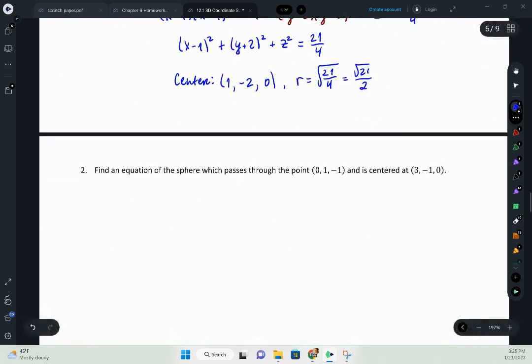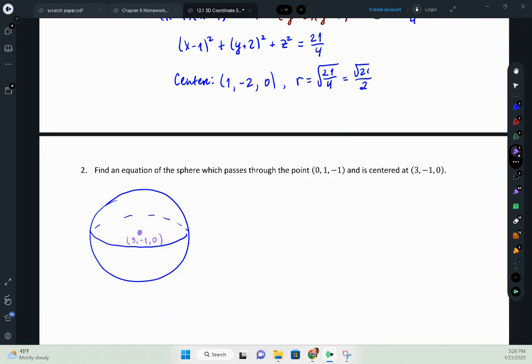Next problem. Find an equation of the sphere which passes through the point 0, 1, negative 1, and is centered at 3, negative 1, 0. What they've given us, I'm going to attempt here to draw a sphere. They've given us a point that is the center. So that's the 3, negative 1, 0. They have given us another point that is a point on the edge of the sphere.